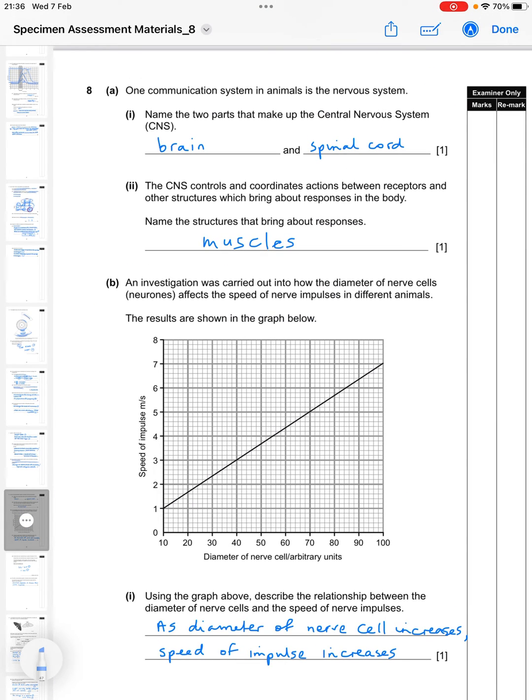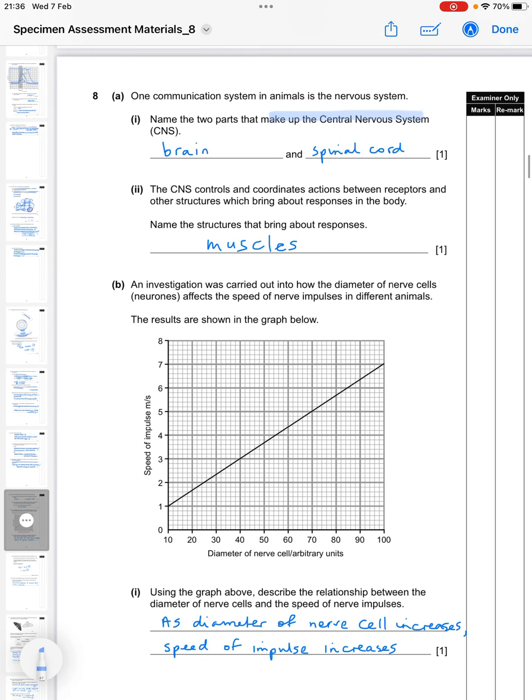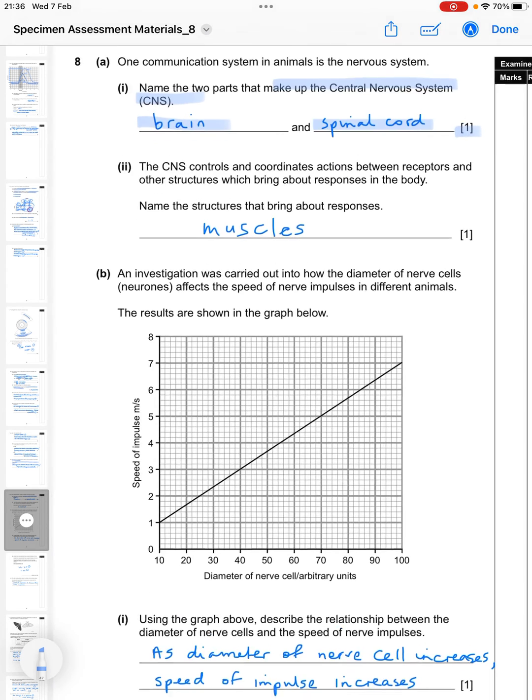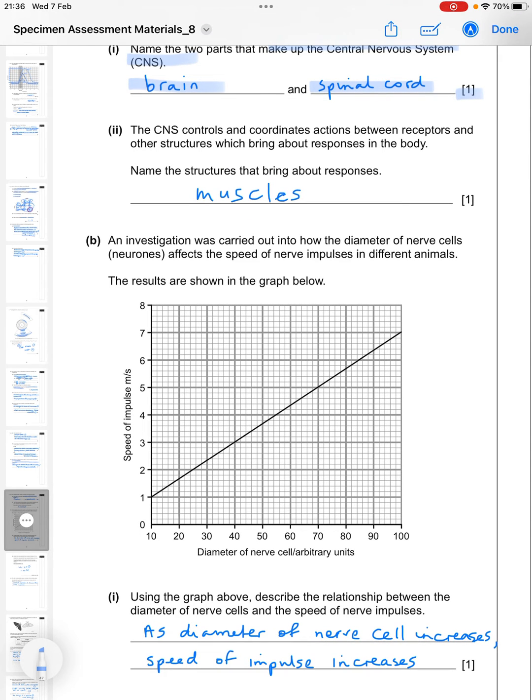Number 8, 1 communication system in animals is the nervous system. Name the 2 parts that make up the central nervous system, or the CNS. So you need both of these. There's only 1 mark for both of them, and that's the brain and the spinal cord. Then it tells you the CNS controls and coordinates actions between receptors and other structures which bring about responses in the body. Name the structures that bring about responses. So it's muscles.